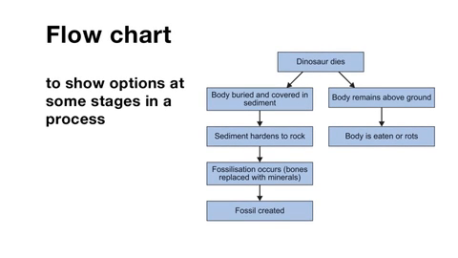We can use visual organisers very effectively when we want to show processes. One way to do this is in a flowchart. It shows steps in the order of a process and also shows different possibilities. This example shows how a dinosaur can become a fossil.